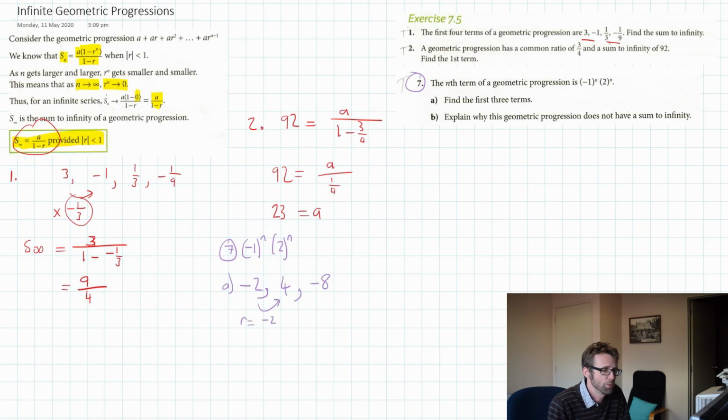Now, that takes me to part B. Explain why this geometric progression does not have a sum to infinity. Because for it to have a sum to infinity, the modulus of r has to be less than 1. But in this case, the modulus of r is greater than 1. Therefore, no sum to infinity. And that's as simple as that.